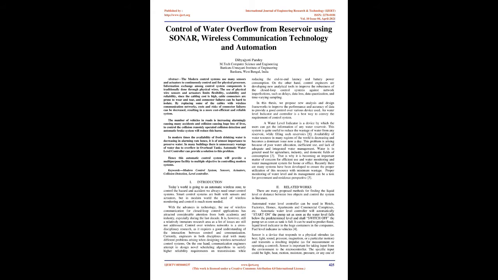There are many proposed methods in the literature for finding the liquid level or distance between two objects and controlling the system. An automated water level controller can be used in hotels, factories, homes, apartments, and commercial complexes, etc. An automatic water level controller will automatically start the pump set as soon as the water level falls below the predetermined level and shall switch off the pump set as soon as the tank is full.